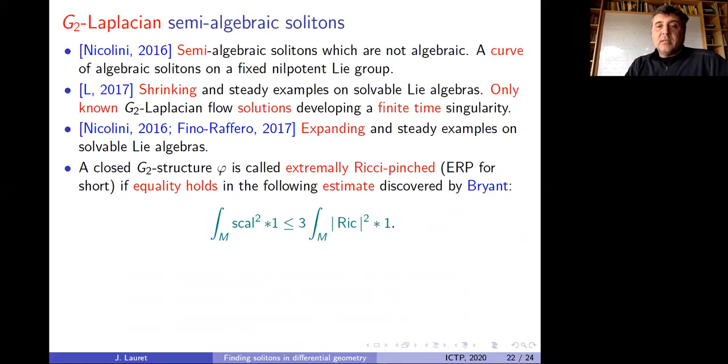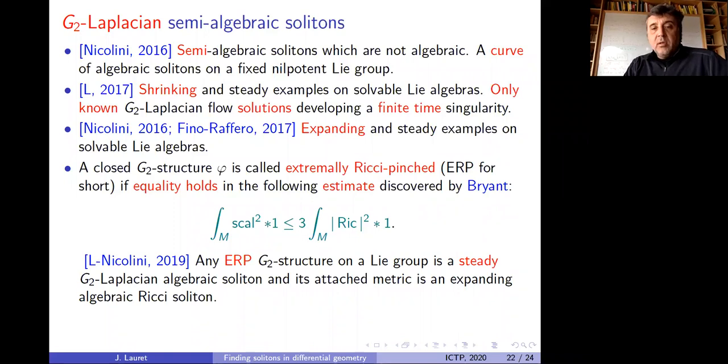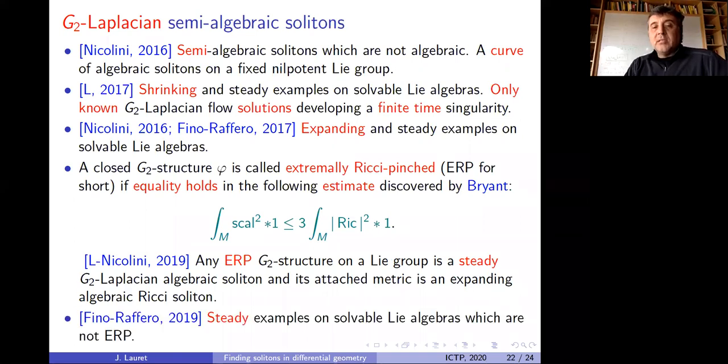And for instance, to relate with some other property, you have these, they are called extremely Ricci pinched closed G2 structures. They were introduced by Bryant. So these are closed G2 structures close to being Einstein, in a sense. So they are very special. And we prove with Nicolini that they are automatically steady Laplacian solitons. We don't know why, but this is the other way around, right? From a very special geometric pinching structure, you get a soliton.